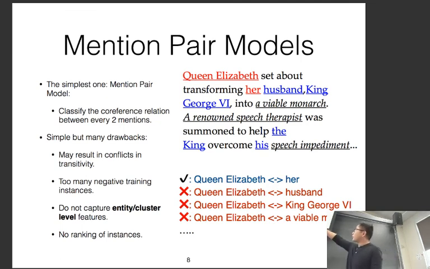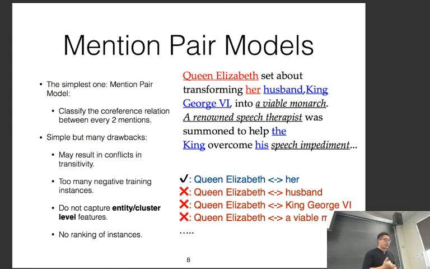Like for this example, when you take Queen Elizabeth and you pick all the previous... I'm not looking backward in this example. Actually, you should look backward, but let's look forward here. When we take Queen Elizabeth and look forward for all the mentions, only one of them is actually coreferent with it. All the others are negative examples. So this is hard for training, definitely.